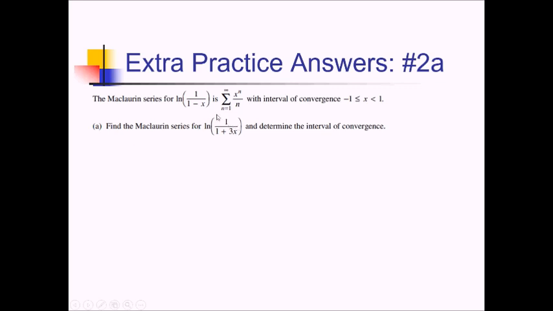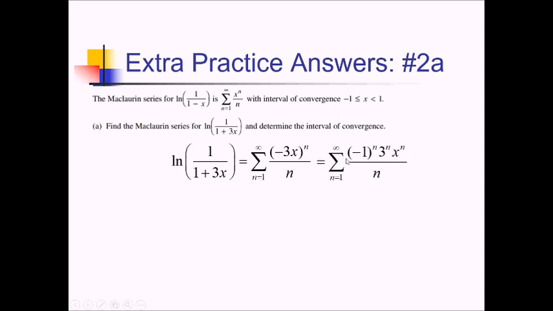So all that we did here was we substituted negative 3x for x in the original. To get the Maclaurin series, we're just going to do that substitution in the series itself. So I'm going to write negative 3x to the n over n. And this isn't quite a Maclaurin series yet. You're not supposed to have things like this inside of a parentheses with an exponent outside. So I'm just going to distribute that negative. I'm going to write this as negative 1 to the n times 3 to the n times x to the n.